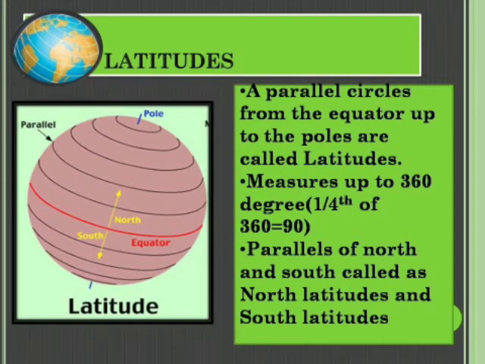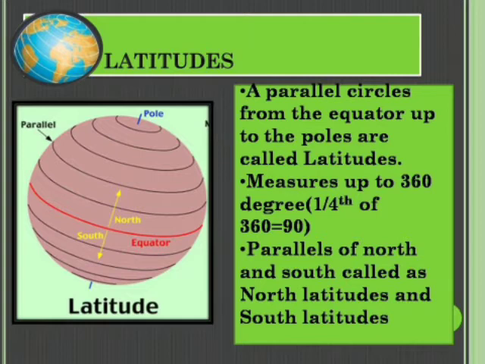See the next picture, latitudes. What is meant by latitudes? Parallel circles from the equator up to the poles are called latitudes. Up to the poles means up to the north pole. So these latitudes totally measure 360 degrees.